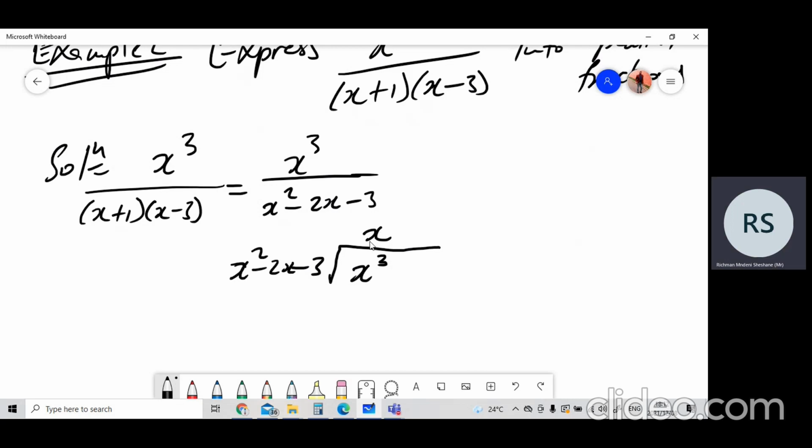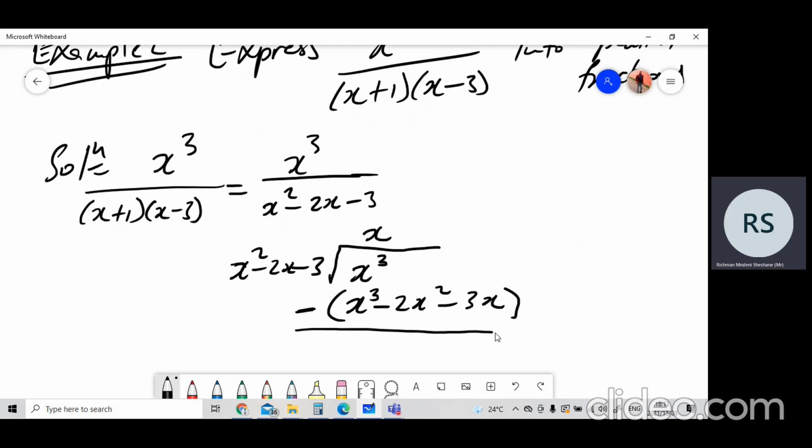You know the rules of long division. You multiply this x times all the terms. x times x squared is x to the power of 3. x times minus 2x is minus 2x squared. x times minus 3 is minus 3x. We still follow the rules of long division: we put brackets and a minus sign to show we subtract everything here.